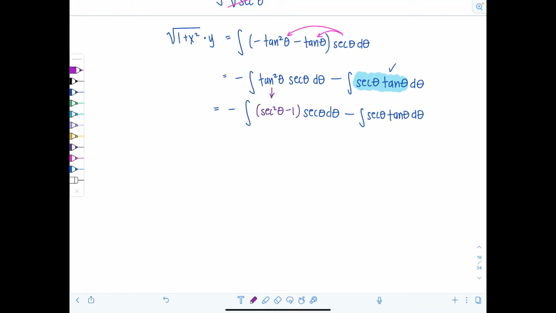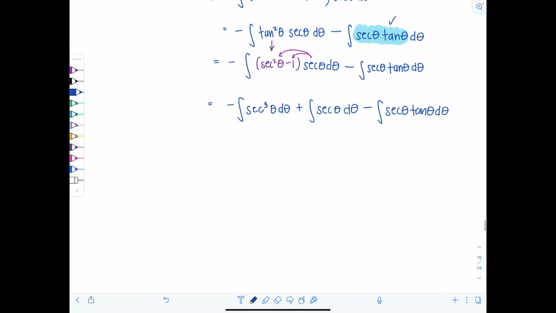Okay, again, what was the point of rewriting tangent squared theta as secant squared theta minus 1? So we're going to distribute this secant theta now, and I'm going to have 3 little integrals. Oh, yes. So first one, negative integral secant cubed theta d theta plus integral, this is just secant theta to the first d theta, minus integral secant theta tan theta d theta.